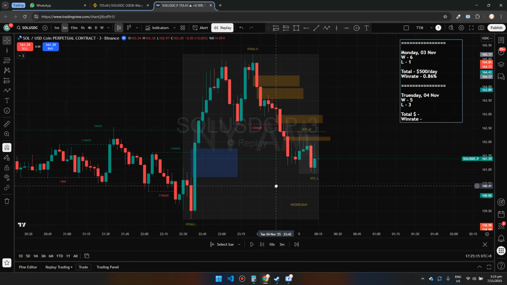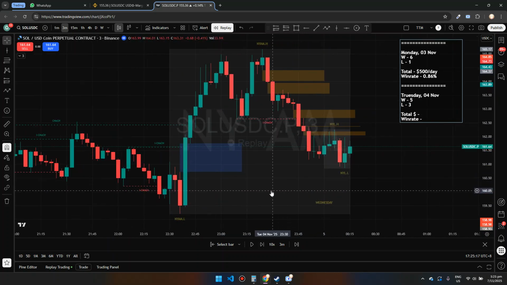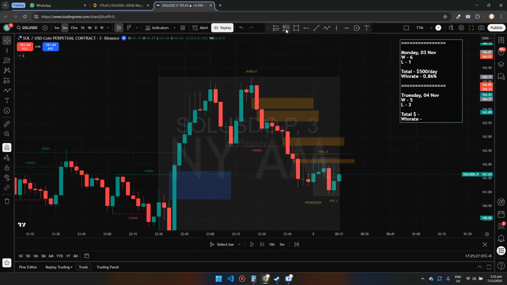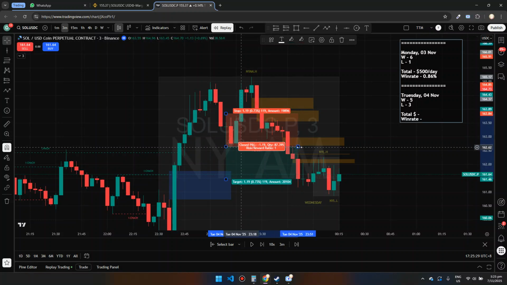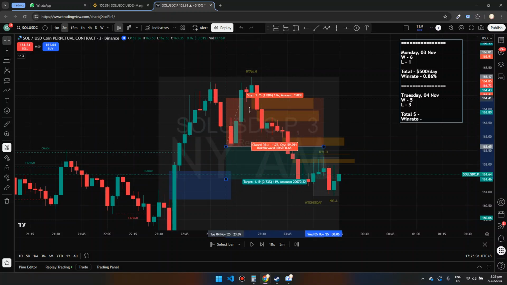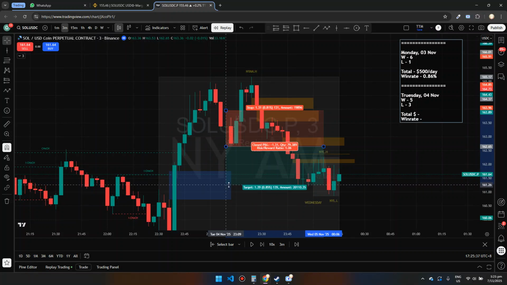So New York, I only take trades after 11. So 11 is around here. So I will take this trade. You can see this fair value gap, right? I just put my stop loss behind the fair value gap. Then I aim for 1-to-1 risk ratio.